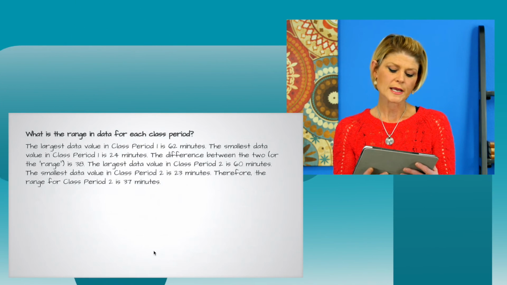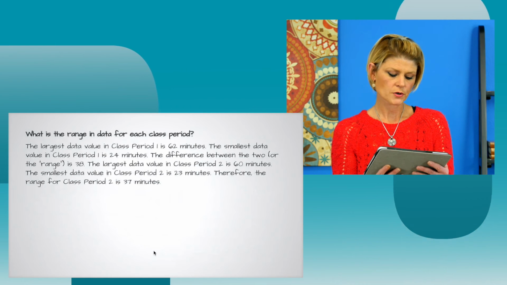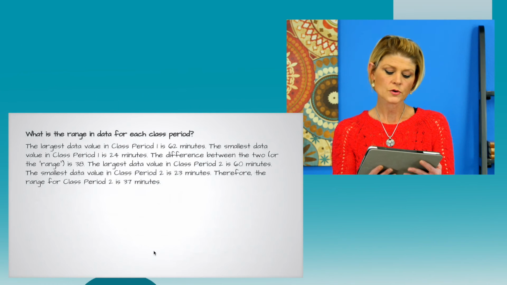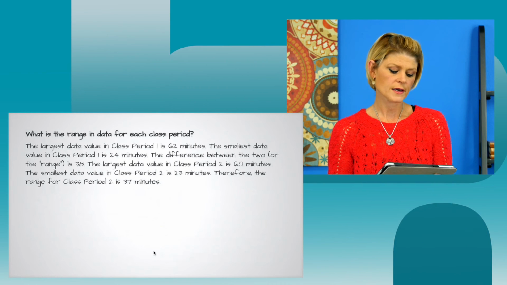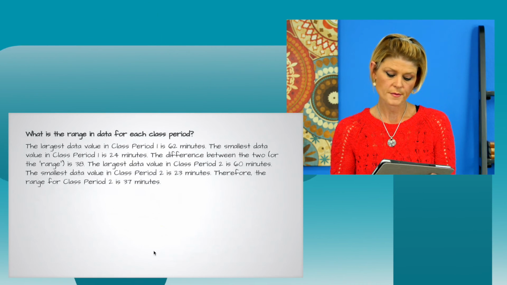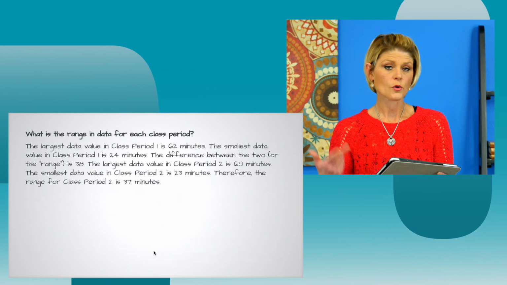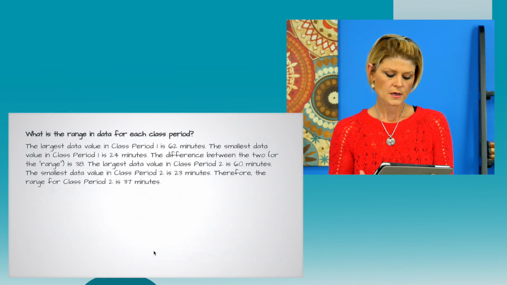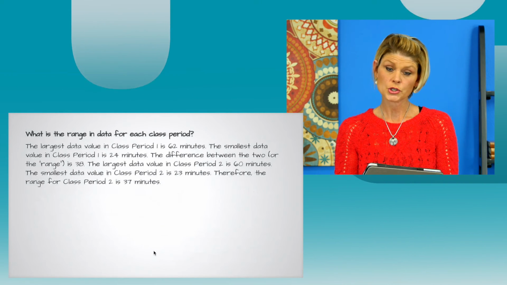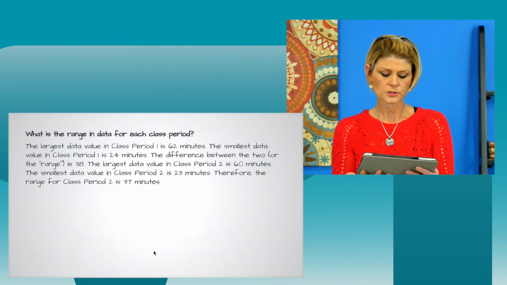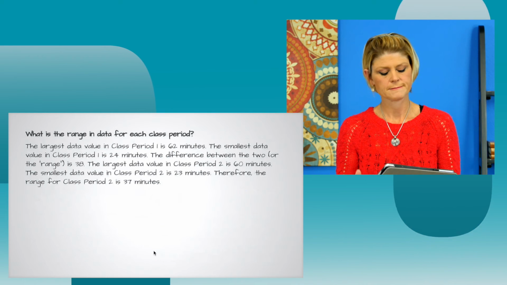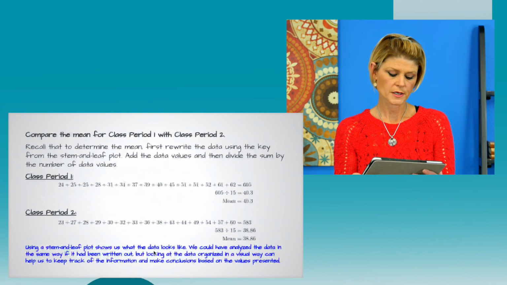So what is the range in data for each class period? The largest data value in class period 1 is 62 minutes. The smallest data value in class period 1 is 24 minutes. And the difference between the two, or the range, is 38. The largest data value in class period 2 is 60 minutes, and the smallest is 23 minutes. Therefore, the range for class period 2 is 37 minutes. And that's how we compare.